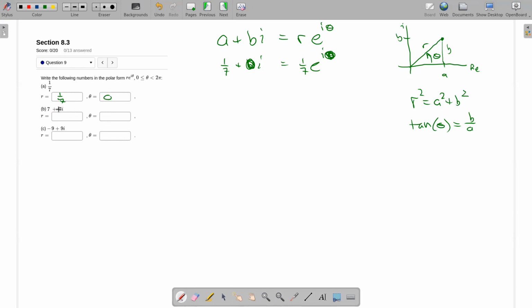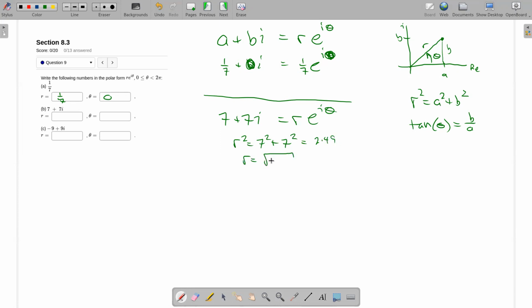Next one, 7 plus 7i. So I want to take that 7 plus 7i, and I'm going to rewrite it as r times e to the i theta. And so these relationships come in. So r squared has to be 7 squared plus 7 squared, which is 2 times 49. So r is going to be equal to the square root of 2 times 49. Square root of 49 is 7. So that's 7 square root of 2.